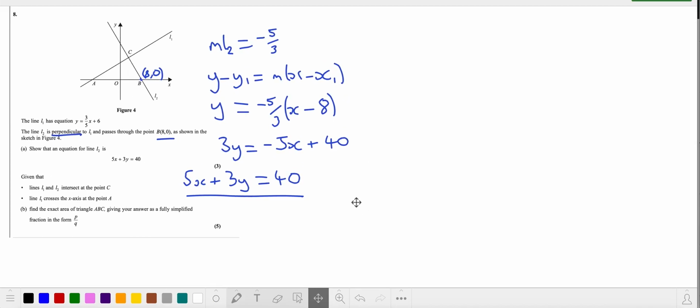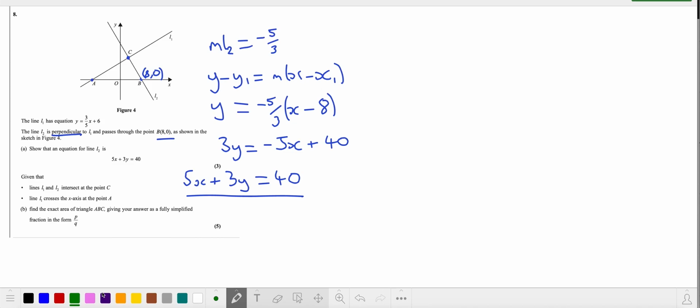Part B, maybe a little bit harder. Find the exact area of triangle ABC, giving your answer as a fully simplified fraction. We'll get to that when we get to it. We know these two things. Lines 1 and 2 intersect at C, which is a point on this triangle that we're making between those two lines and the x-axis. Line L1 crosses the x-axis at point A. So there's our triangle clearly defined.